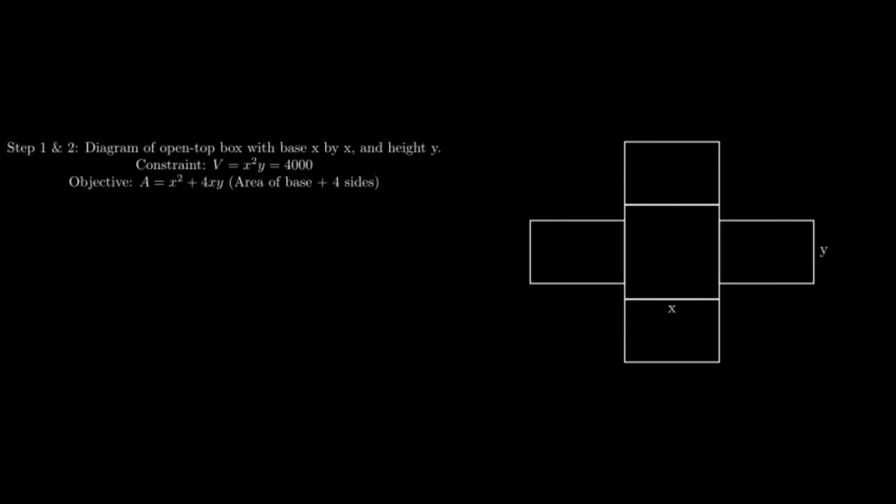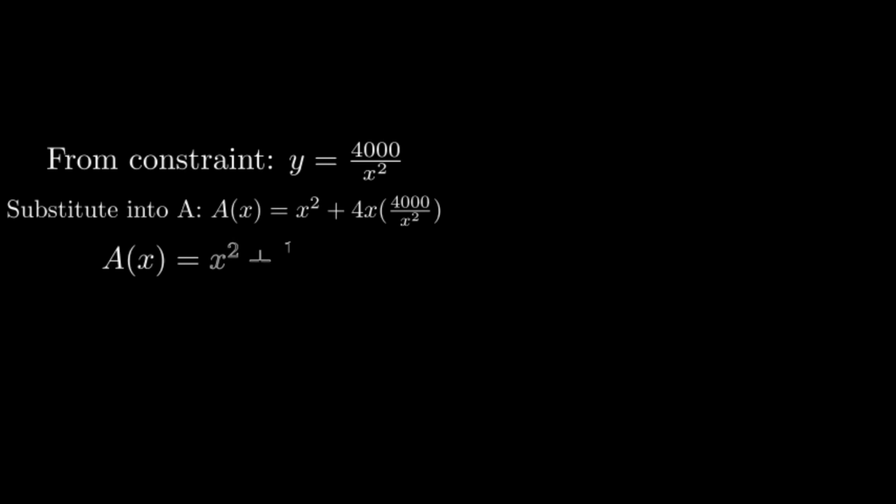Our area formula has 2 variables, x and y. We need to express it in terms of just one. We can use the constraint equation for this. From the volume equation, we can solve for y. y equals 4,000 over x squared.